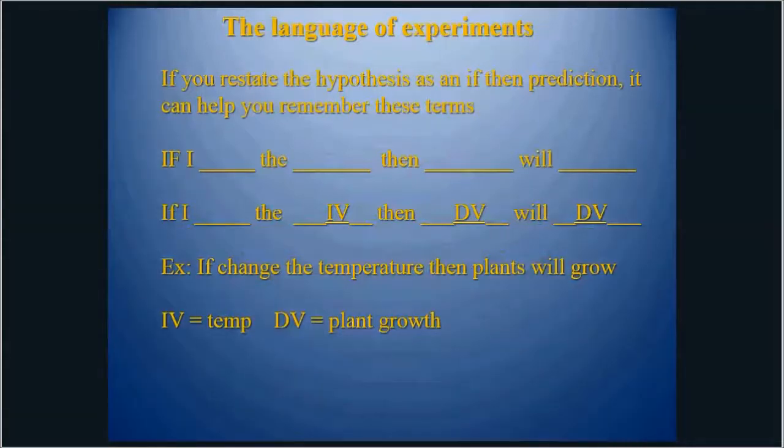So your example is, if I change the temperature, then the plants will grow, with temperature being the independent variable and plant growth being the dependent variable. I would argue that this example is not specific enough. You need to talk about how you're going to change the temperature and how it is going to impact the plant growth.